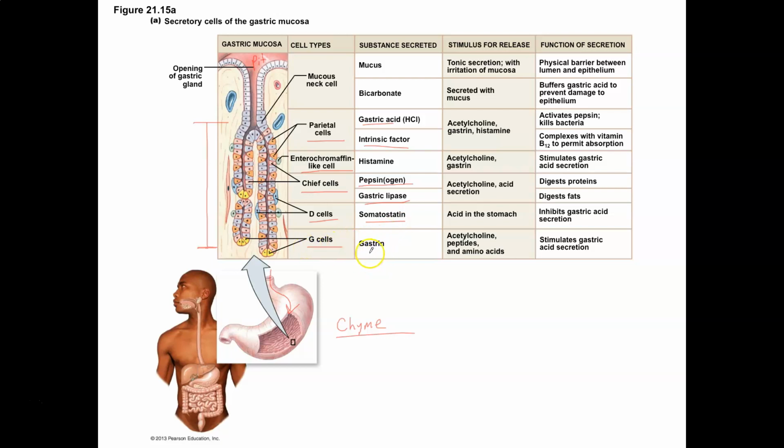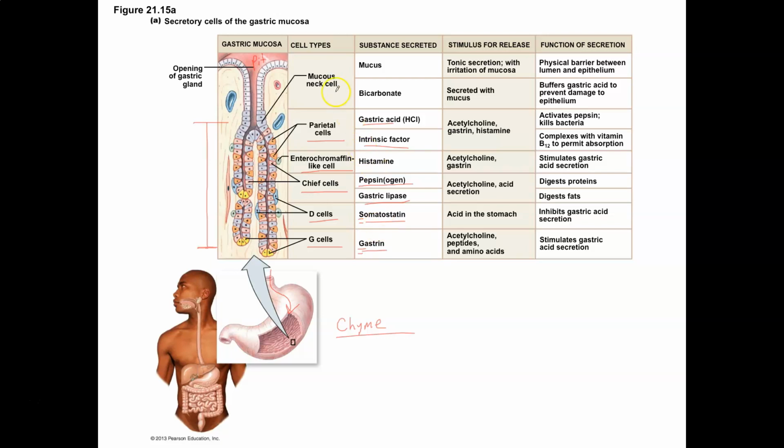G cells, these produce gastrin. Gastrin is a stimulatory hormone. It helps to increase gastric acid secretion and increase motility within the stomach. And so that's going to get the digestive process going. So gastrin from the G cells gets things going. Somatostatin from the D cells slows things down. So you can think of G for go and S for slow. And that'll help you guys remember what's happening with these particular hormones.